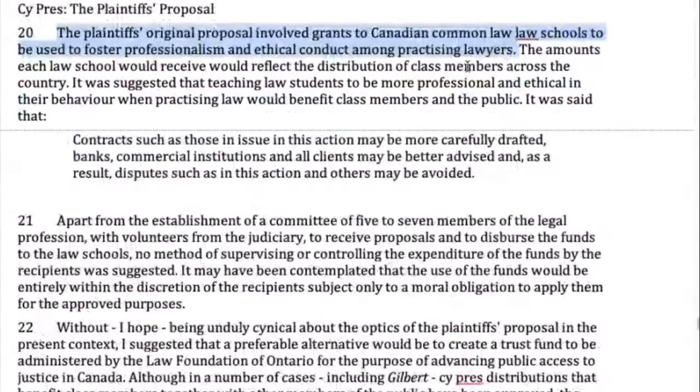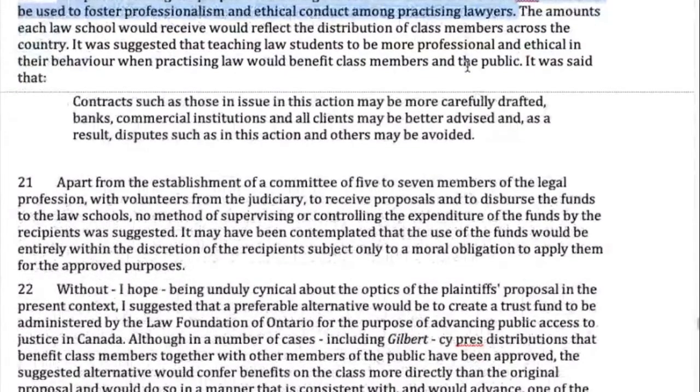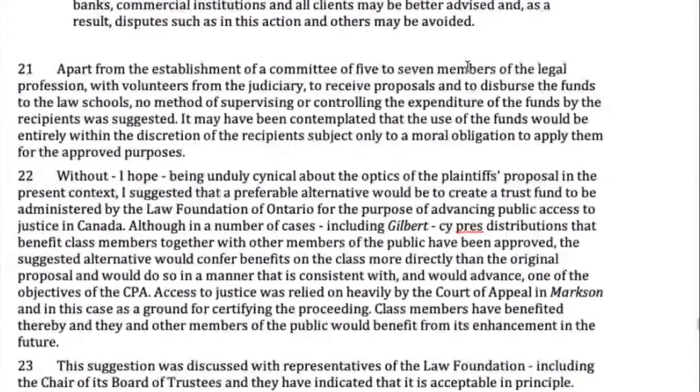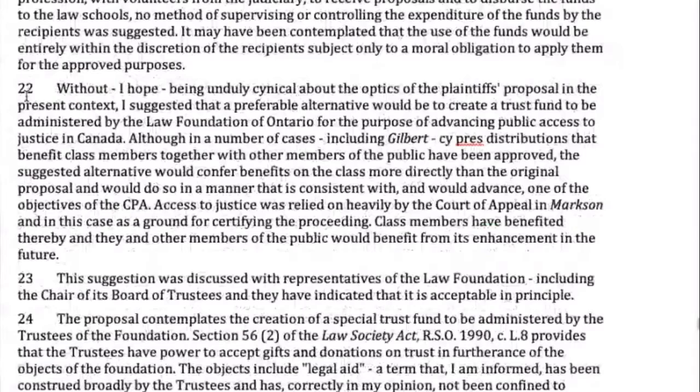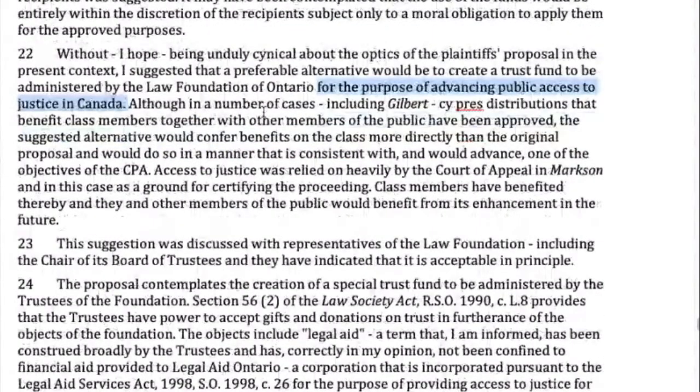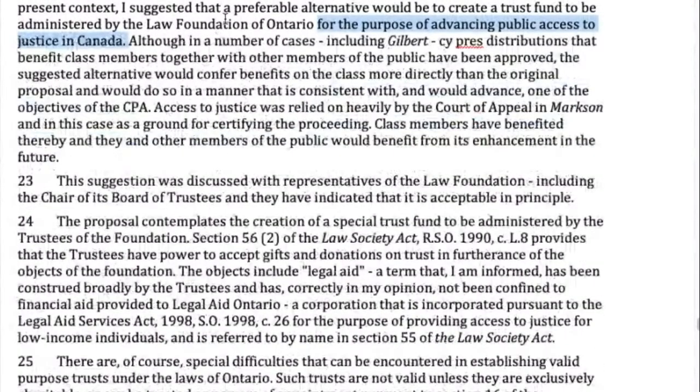But the judge doesn't like this, right? He says, without, I hope, being unduly cynical about the optics of the plaintiff's proposal, I suggested a preferable alternative would be to create a trust fund to be administered by the Law Foundation of Ontario, which is this nonprofit that funds access to justice stuff, for the purpose of advancing public access to justice in Canada. Which is actually what happened, right? The LFO ended up getting a big chunk of the money.